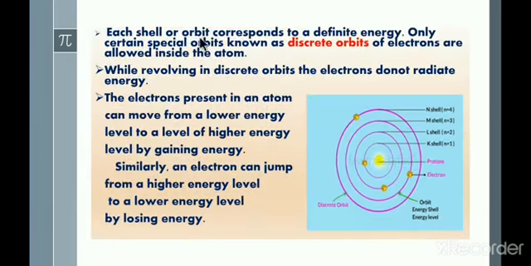Next, each shell or orbit corresponds to a fixed energy, and only certain special orbits, known as discrete orbits of electrons, are allowed inside the atom. While moving in a discrete orbit, the electrons do not radiate, do not lose energy. But if an electron jumps from a lower to a higher level, it will gain energy, and if an electron jumps from a higher to a lower level, it will lose energy. So this is the diagram of Bohr's model of an atom having 4 shells.